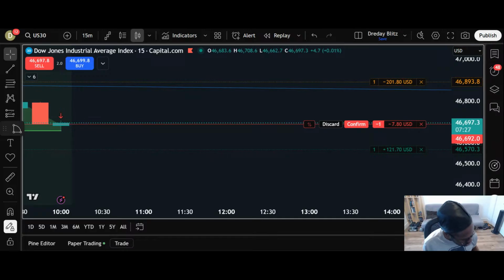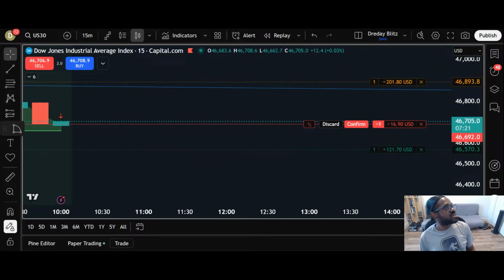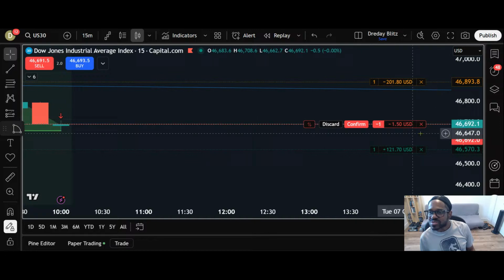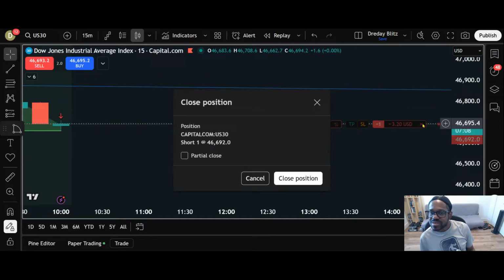All right, so we're not gonna have any other signals here. Like I said, most of the signals here, if we go back, let me close this demo trade. Close.